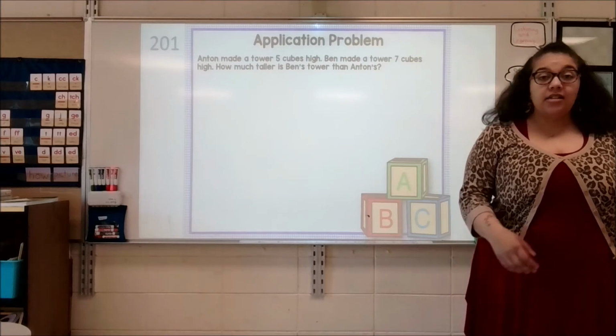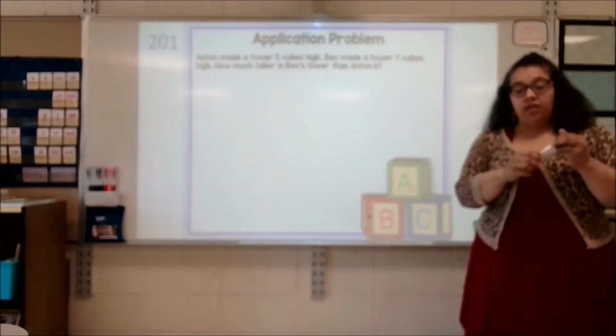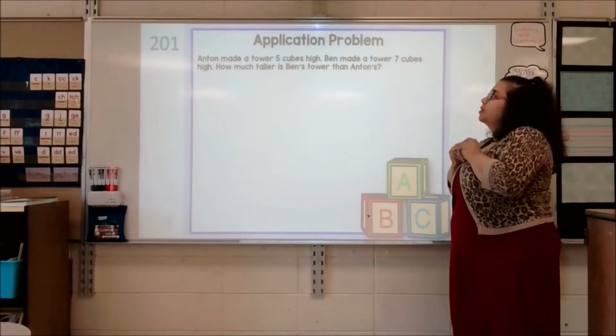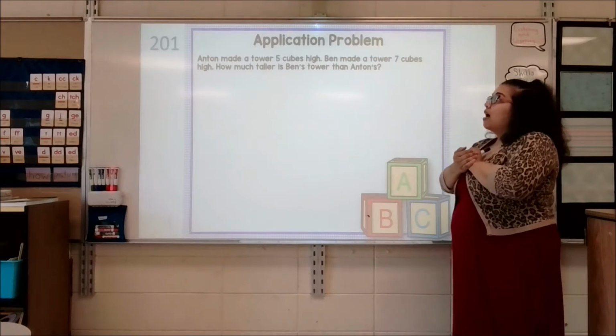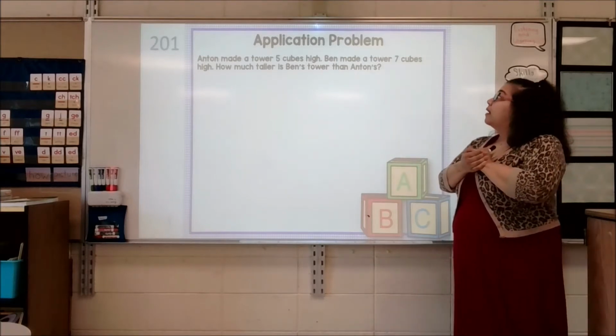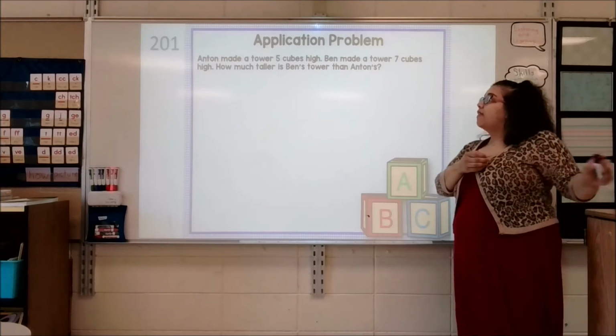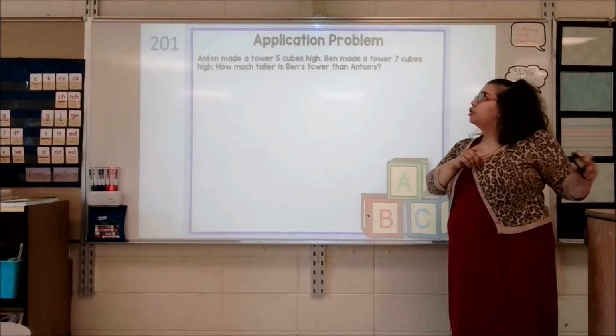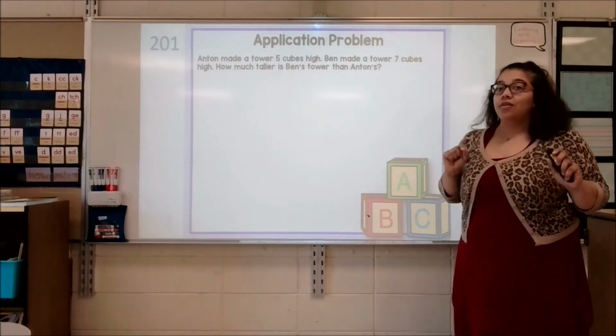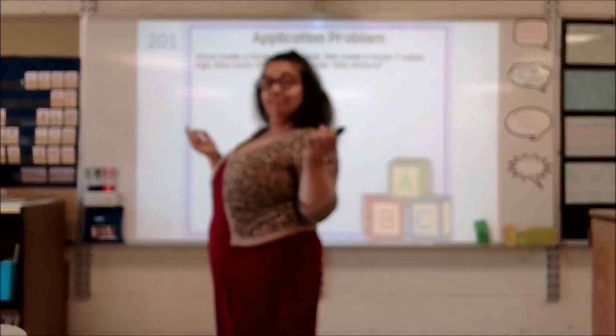Good. All right, guys, so let me just read it one more time, and then let the video prompt you to submit your response. Anton made a tower 5 cubes high. Ben made a tower 7 cubes high. How much taller is Ben's tower than Anton's?